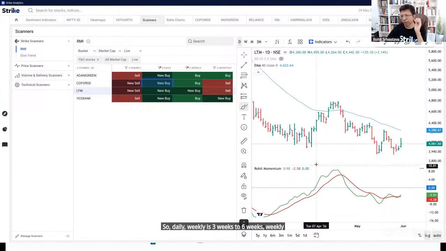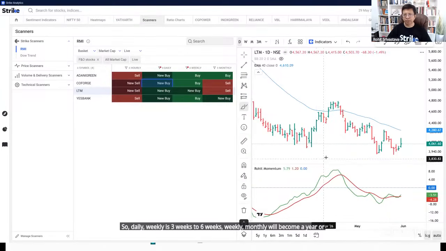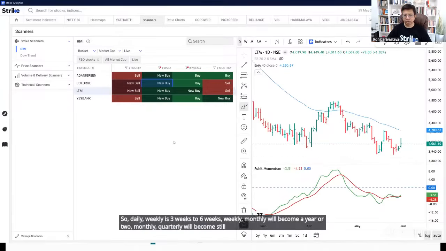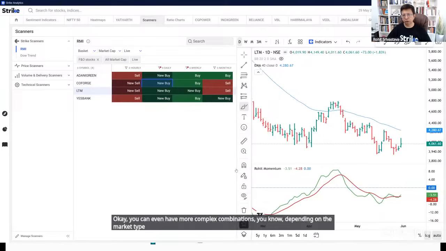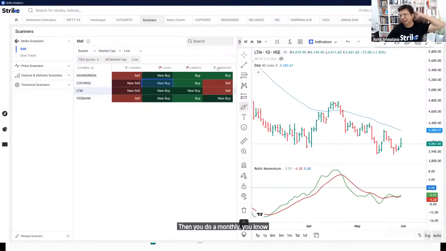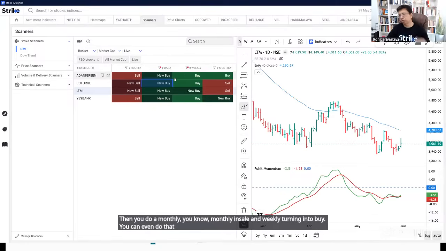Weekly, monthly will become a year or two. Monthly, quarterly will become still longer, and so on. And then if you're doing only for 3, 4, 5 days, then you will do the daily hourly combination. Okay, you can even have more complex combinations, depending on the market type. If the market has been falling for 6 months, then you do a monthly in sell and weekly turning into buy. You can even do that. Which stocks were in decline and are now giving a buy signal.